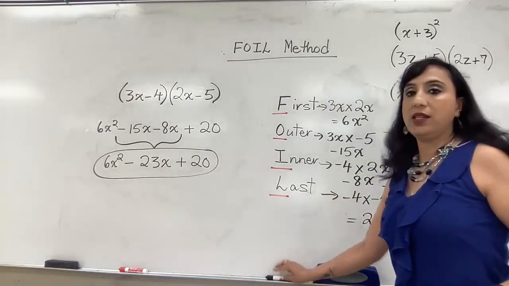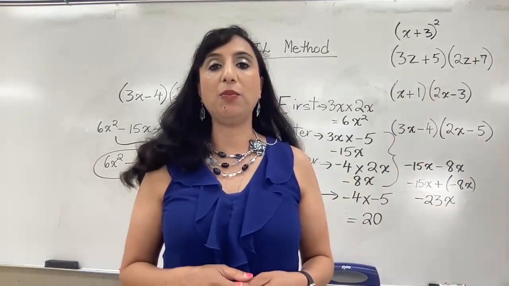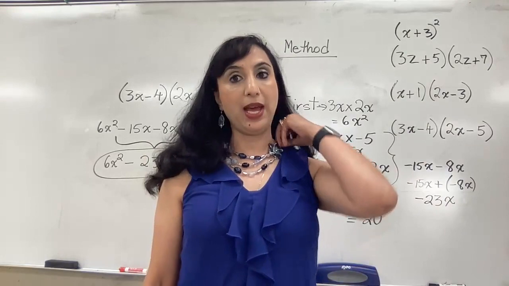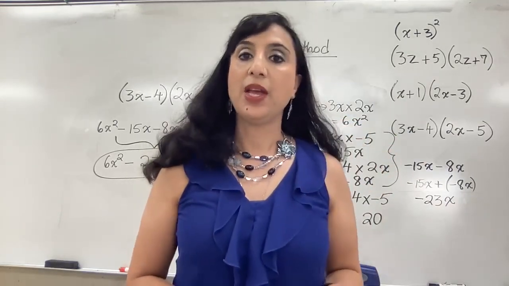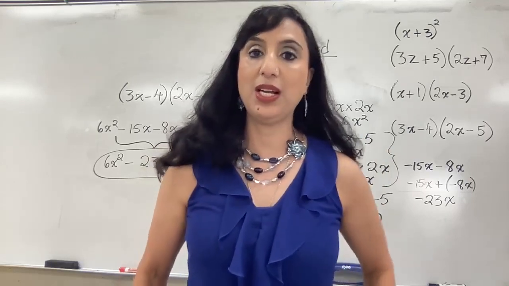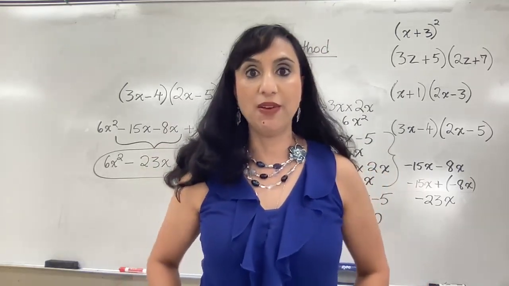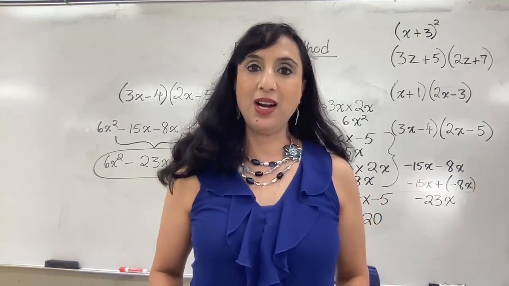So this was just a simple way to do FOIL with binomials, and I hope that makes sense. And just be careful about your signs. Whether you're adding or you're subtracting, with addition, it's pretty clear cut. You're going to have all positive. But when I have something minus something, just be careful when you are multiplying.